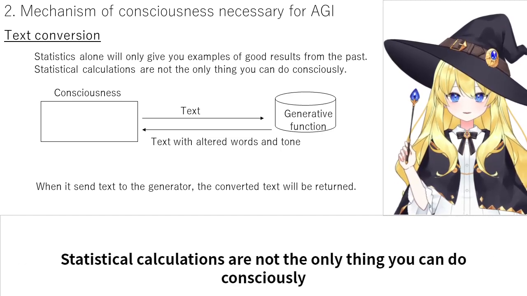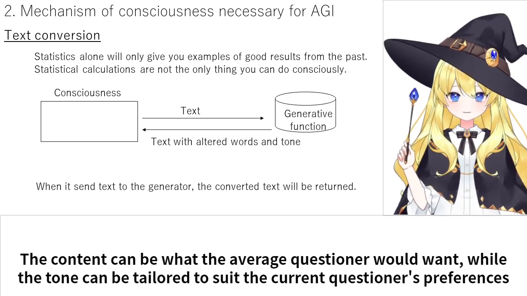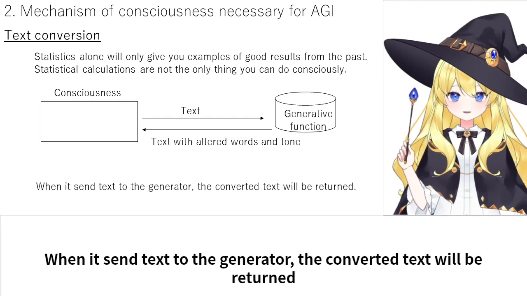Statistical calculations are not the only thing you can do consciously. For example, you can replace just some of the words in an answer. The content can be what the average questioner would want, while the tone can be tailored to suit the current questioner's preferences. When it sends text to the generator, the converted text will be returned.